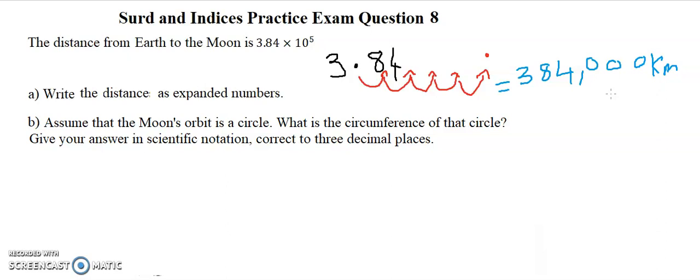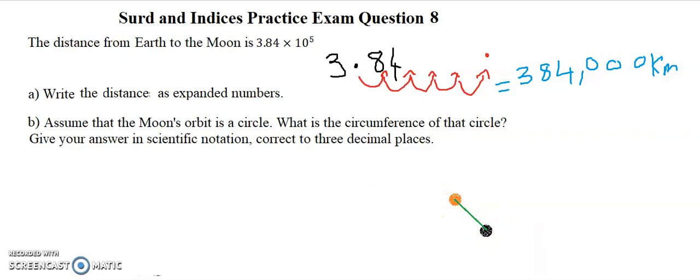Part B says, assume that the Moon's orbit is a circle. So we know that we've got the Earth, which is right here, and we've also, in orange, I'm going to make the Moon. We've got the Moon right here. Now, we are going around the Earth. So that means the distance that we've been told from the Earth to the Moon is the radius. So we know this is the radius.